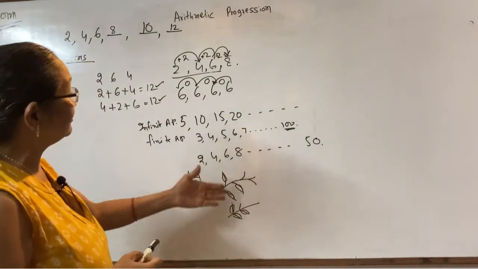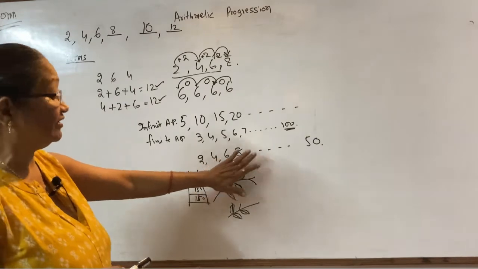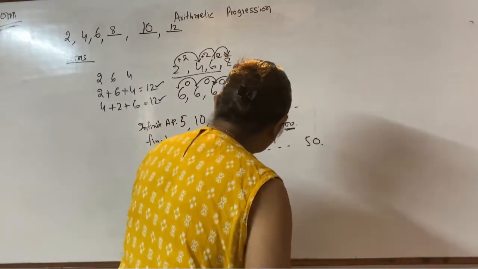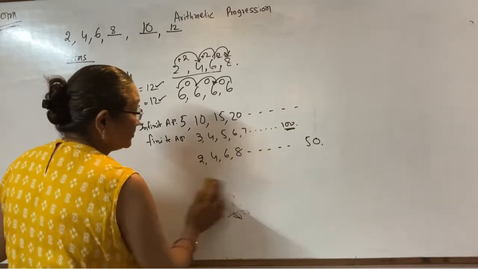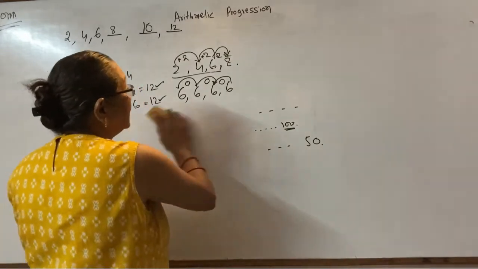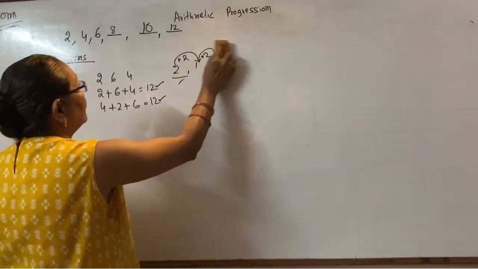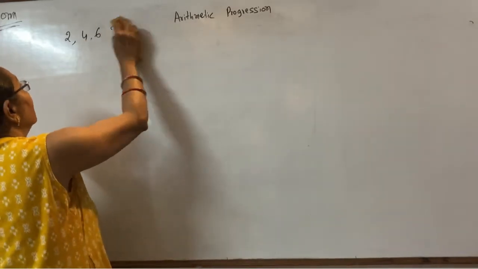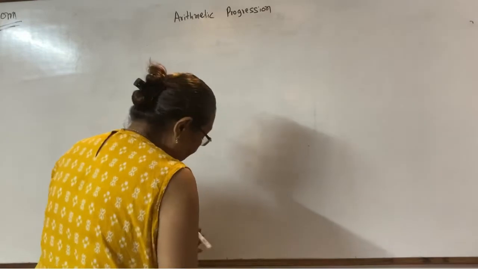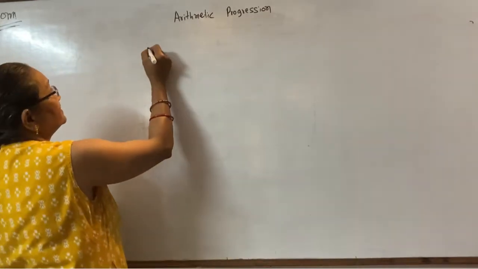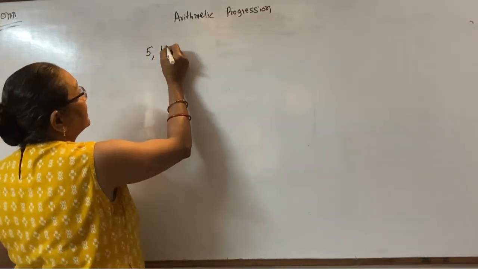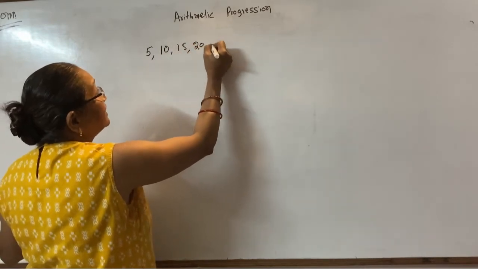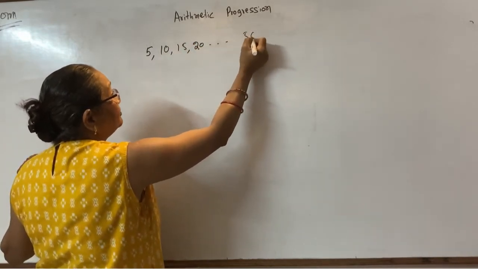So now everything in AP we have arranged in a pattern, and the difference between two consecutive numbers is the same. That is known as what? Common difference. Now we have done common difference. Now let's know about the terms. So first, this is 5 and 10 and 15 and 20, like this it has gone up to 50, let us say.